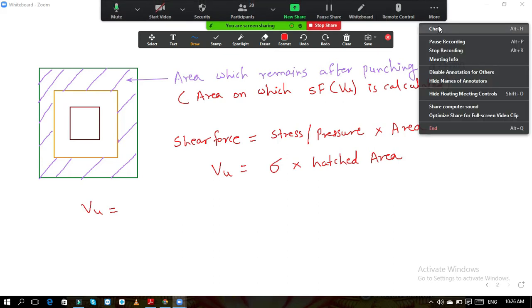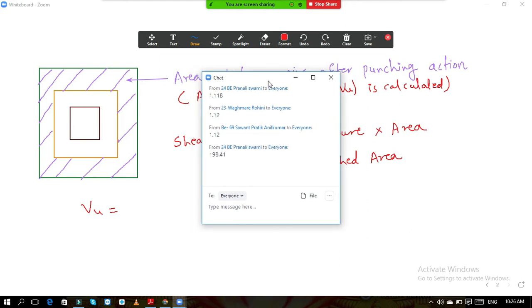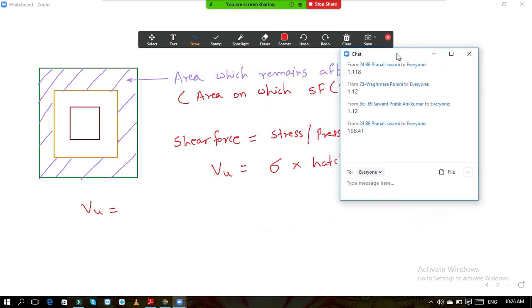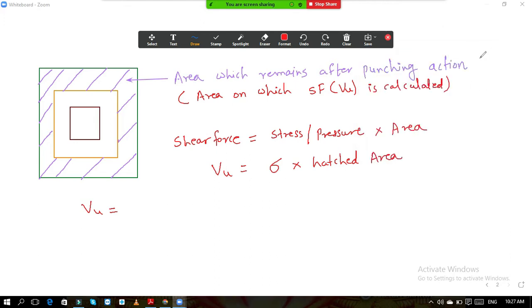Let me know the value of soil pressure that we have calculated initially. 198.41. Ultimate. It is ultimate soil pressure. Did we multiply this soil pressure by 1.5? I want ultimate soil pressure. Please check it. 297.67. Okay. Always use the ultimate values.